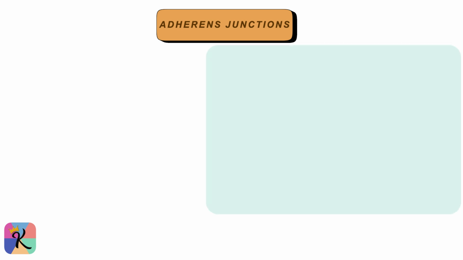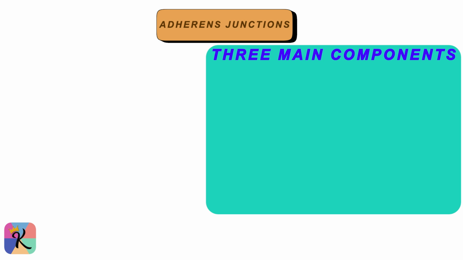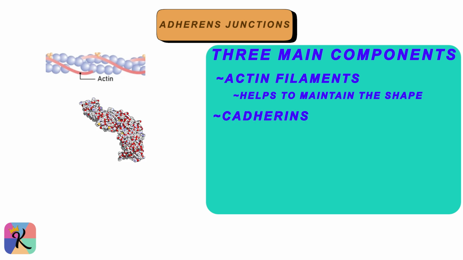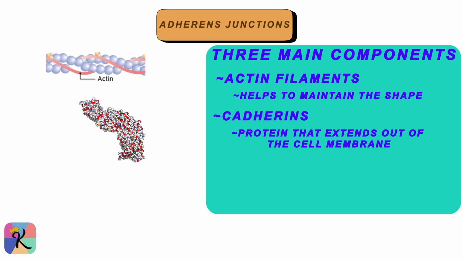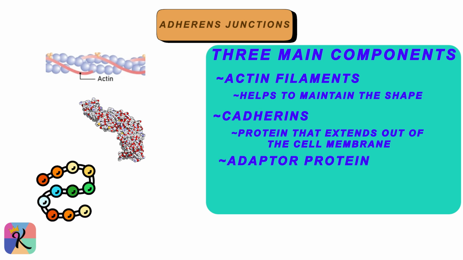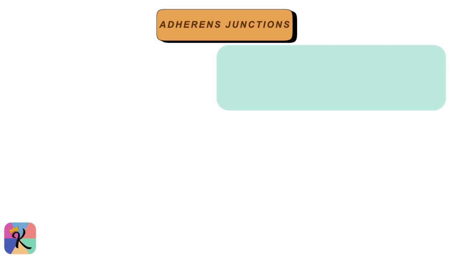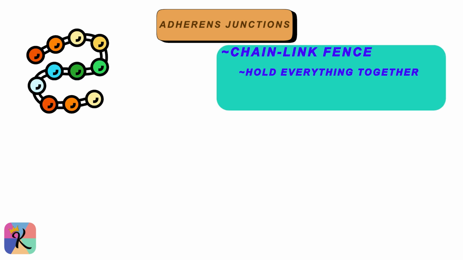Now here's how they work. Adherens junctions are made up of three main components. You've got actin filaments, which are like the scaffolding that helps maintain the shape of the cell. Then you have cadherins, which are proteins that extend out from the cell membrane. They're pretty special because they reach out and grab onto cadherins from neighboring cells, forming a strong connection. And lastly, there are adapter proteins like catenins that link these cadherins to the actin filaments inside the cell. It's almost like a chain link fence that holds everything together, giving the cells both strength and flexibility.